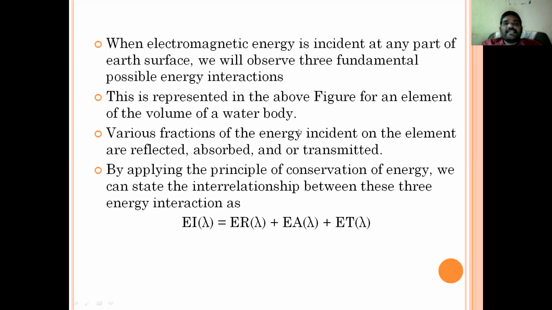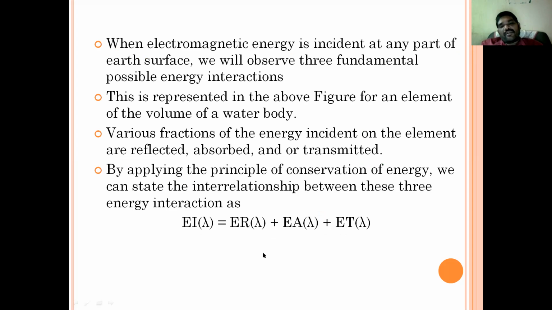Now we'll see that when electromagnetic energy is incident at any part of the earth surface, we observe three fundamental possible interactions. What I discussed just now, I have written again here, and you are visualizing it in this PPT. One is incident energy, one is reflected energy. This figure represents an elemental volume of a water body. We have taken the example of a water body, and there we represented three types of energy.